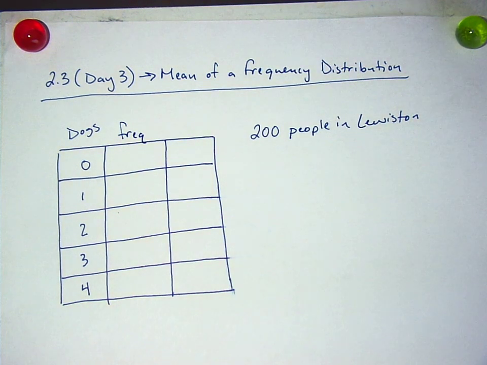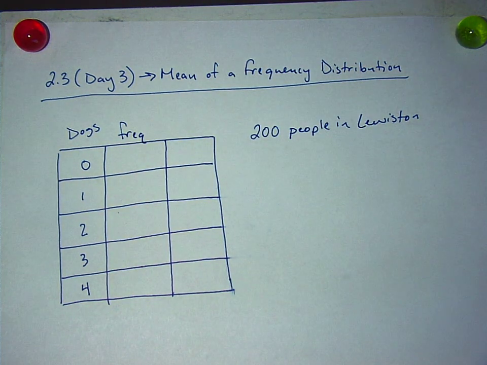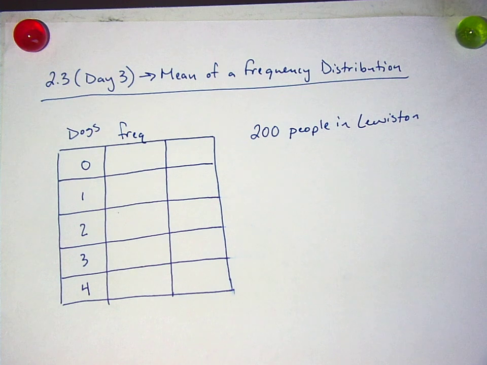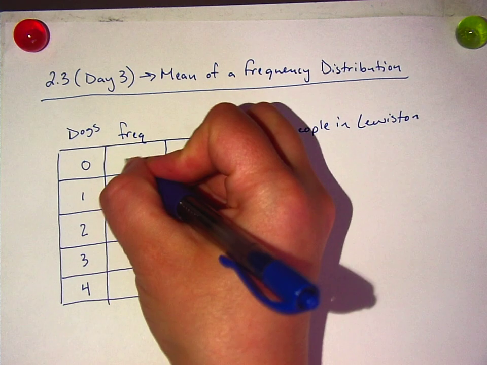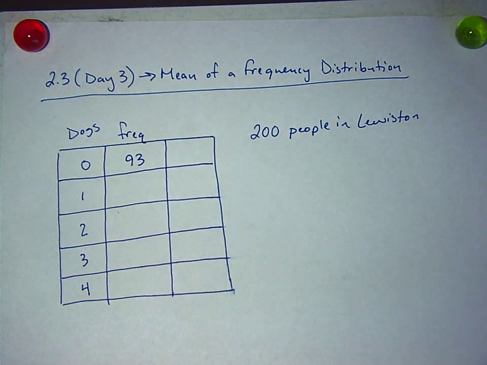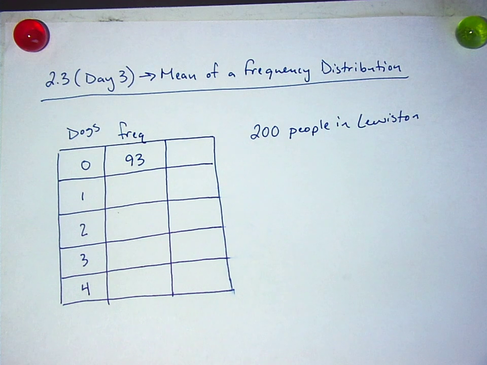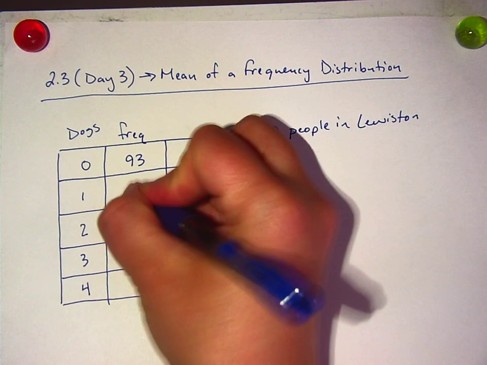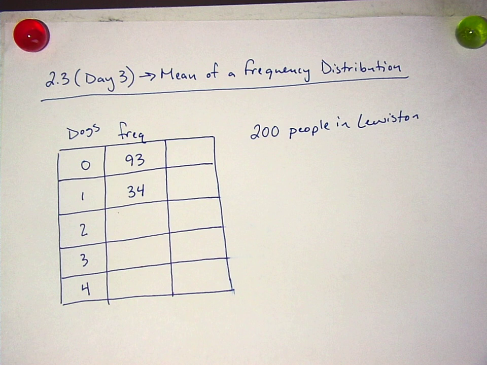Tell me, Noah, out of 200 people in Lewiston, how many do you think would have 0 dogs? About 100, go like 93. Might want to grab your calculator and type in 93 because we need these to add up to 100. For one dog, probably like 34. For 2 dogs, 57.